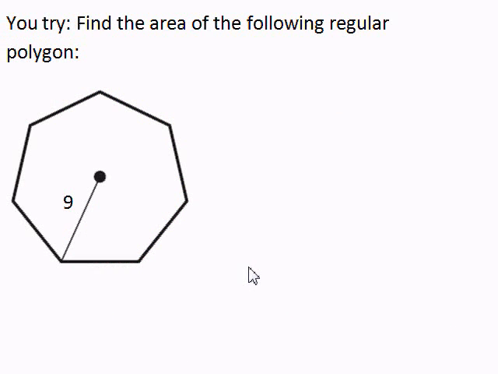I've got one for you to try. Go ahead and see if you can find the area of the following regular polygon. Pause the video, work it out, and press play when you're ready to see the answer.